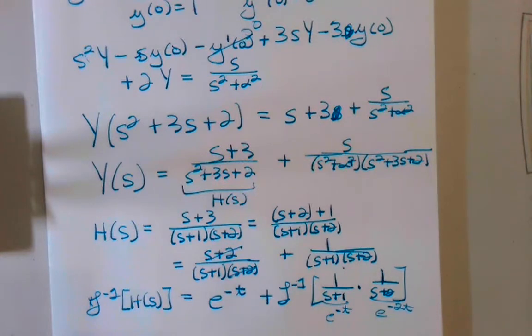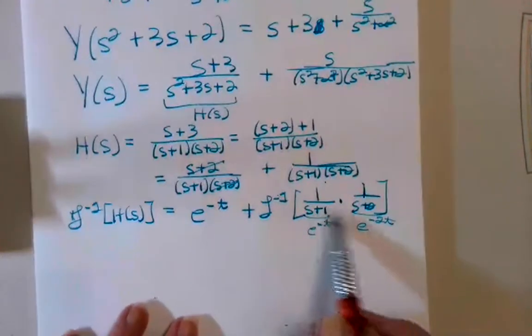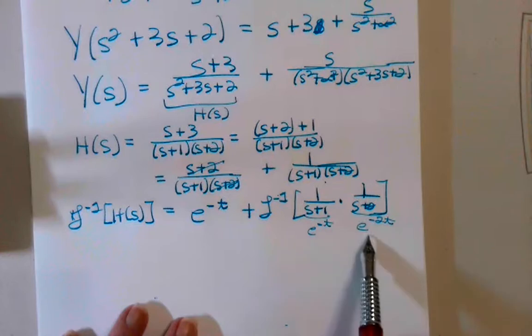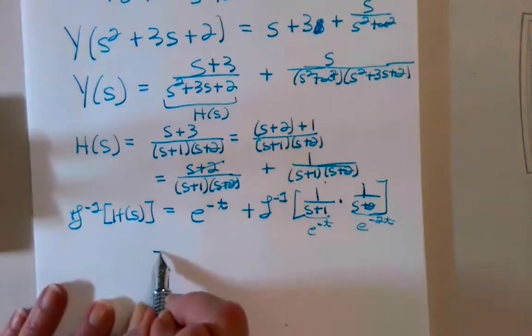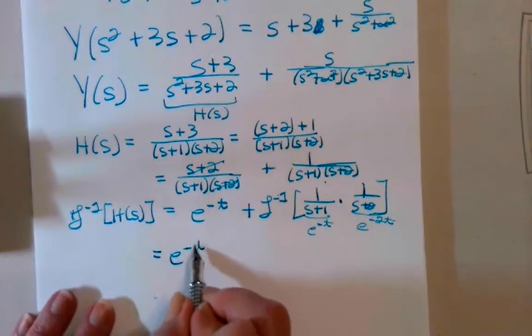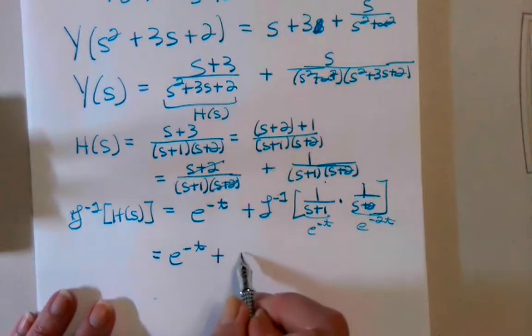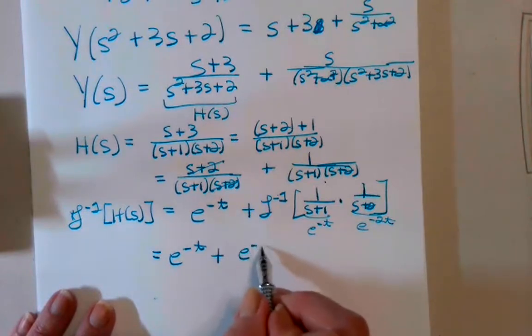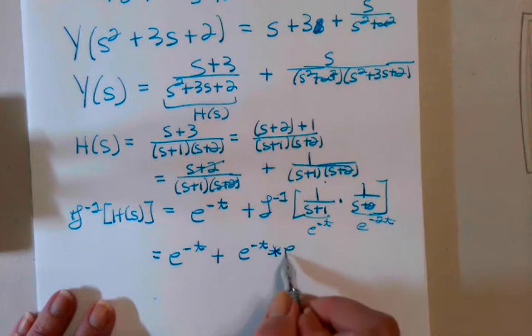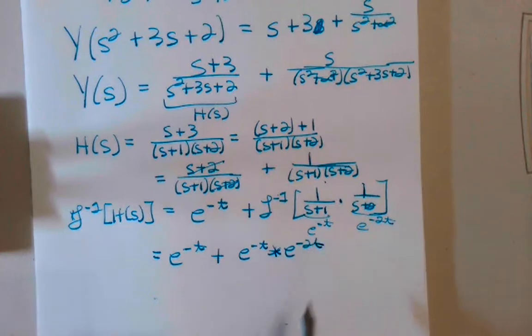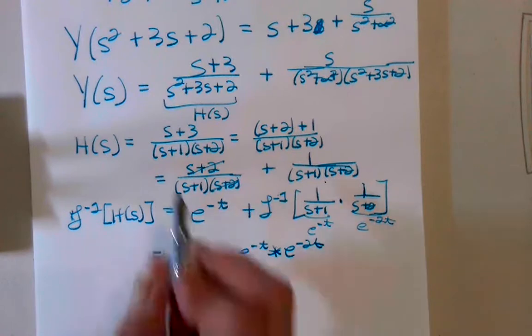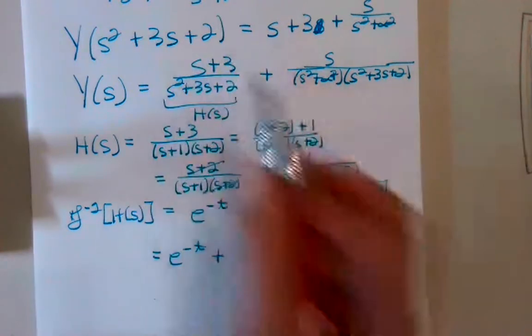And the theorem about inverse Laplace transforms says that the inverse Laplace transform of a product is the convolution of the things it came from. So this will be e to the minus t convolved with e to the minus 2t. Okay, all right, so that's this first piece.